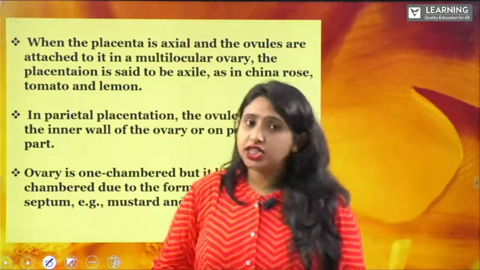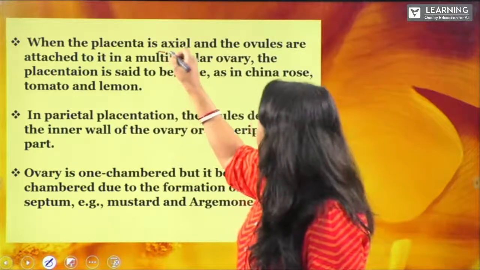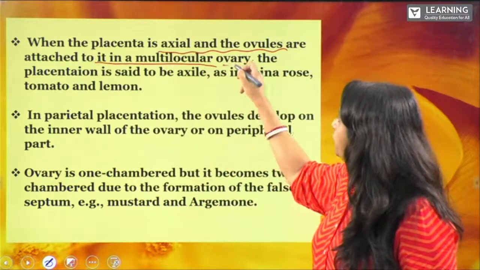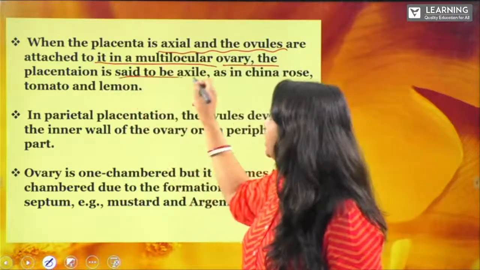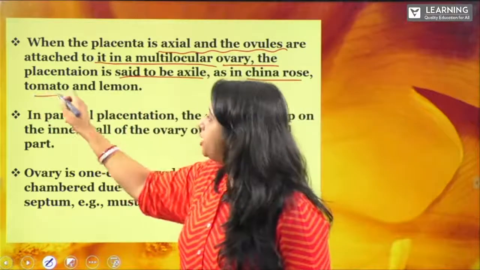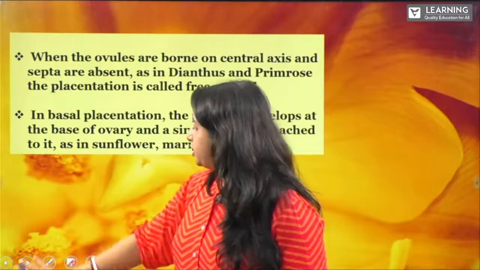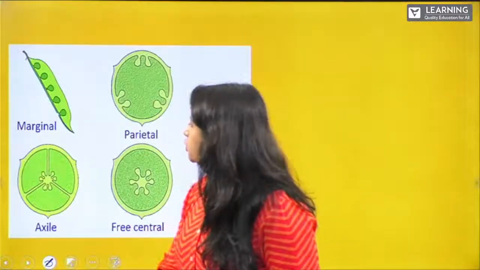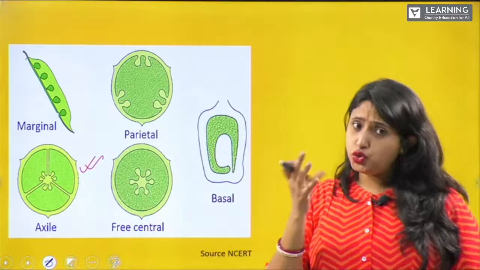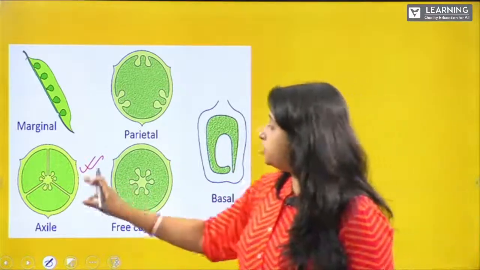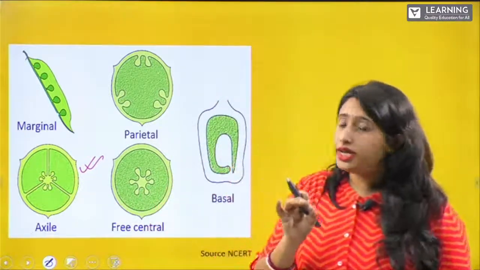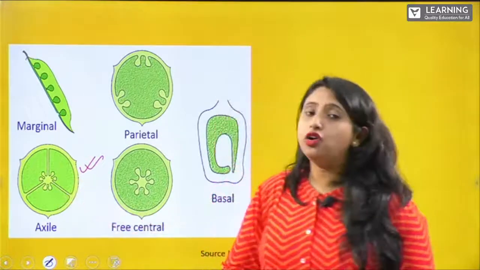The next type of placentation is what? Axile. So what happens in axile? The ovules are attached to the central axis in a multilocular ovary. That is, the placentation is said to be axile, and you see it in case of China rose, tomato and lemon. As you can see in this picture, you will see how the ovules are arranged. In the tomato, you will see that the ovules are arranged exactly at the center. So that is your axile.